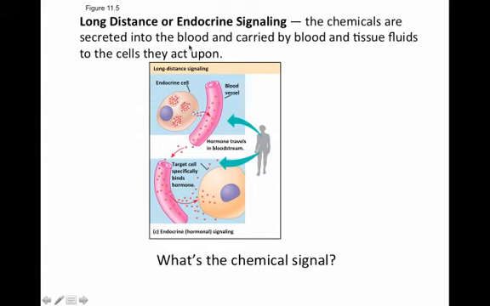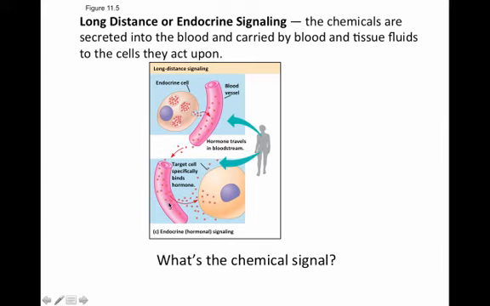More often than not, endocrine signaling, the chemicals are secreted into the blood. They're carried by the blood and tissue fluids to the cells that they act upon. So in this instance, this is an endocrine cell. It releases its chemical into the bloodstream. This is a blood vessel in pink. Now this chemical that's released, or hormone, it travels in the bloodstream, okay?